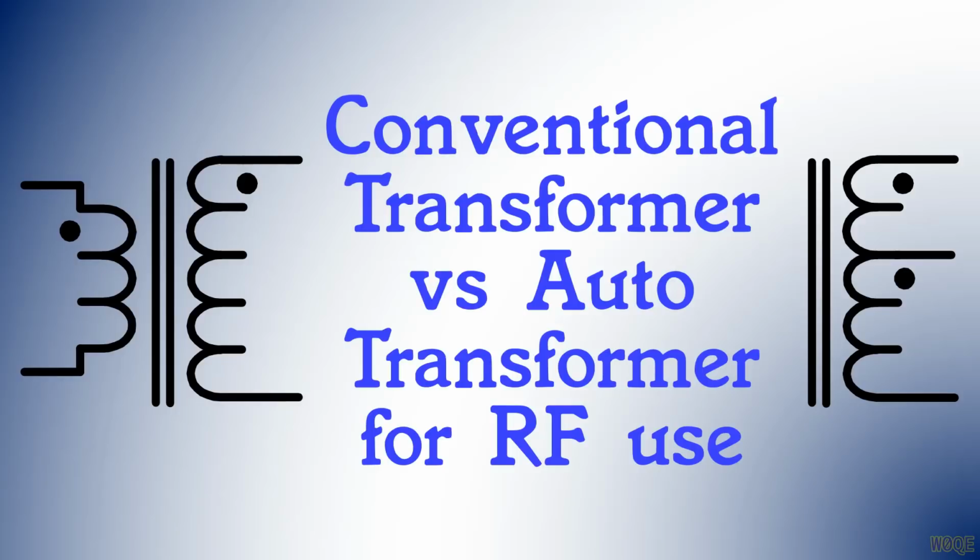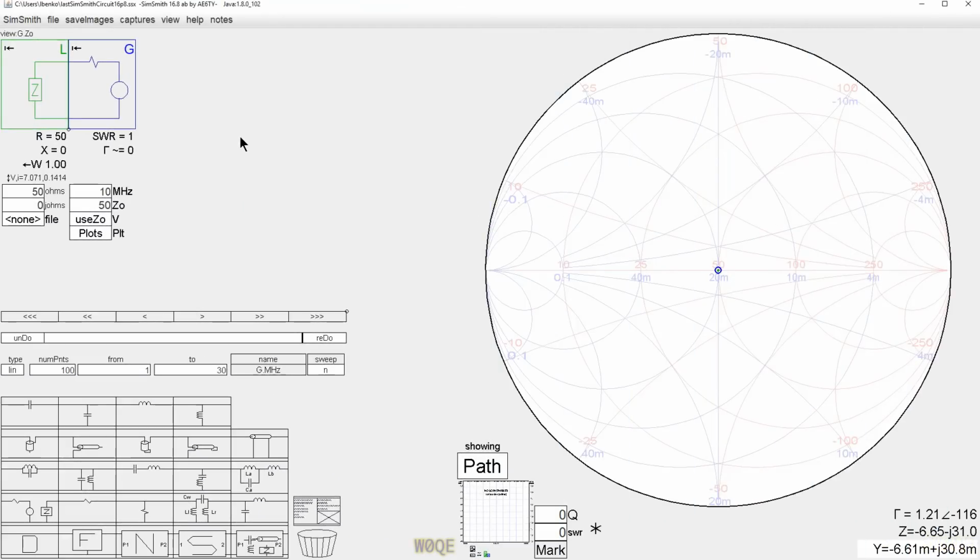But before we get started, the previous version of SimSmith did not allow parameters in the auto transformer to be remotely controlled, so I waited until a new version of SimSmith was released. The current version of SimSmith is version 16.8, and that's the version I need for this video to operate correctly.